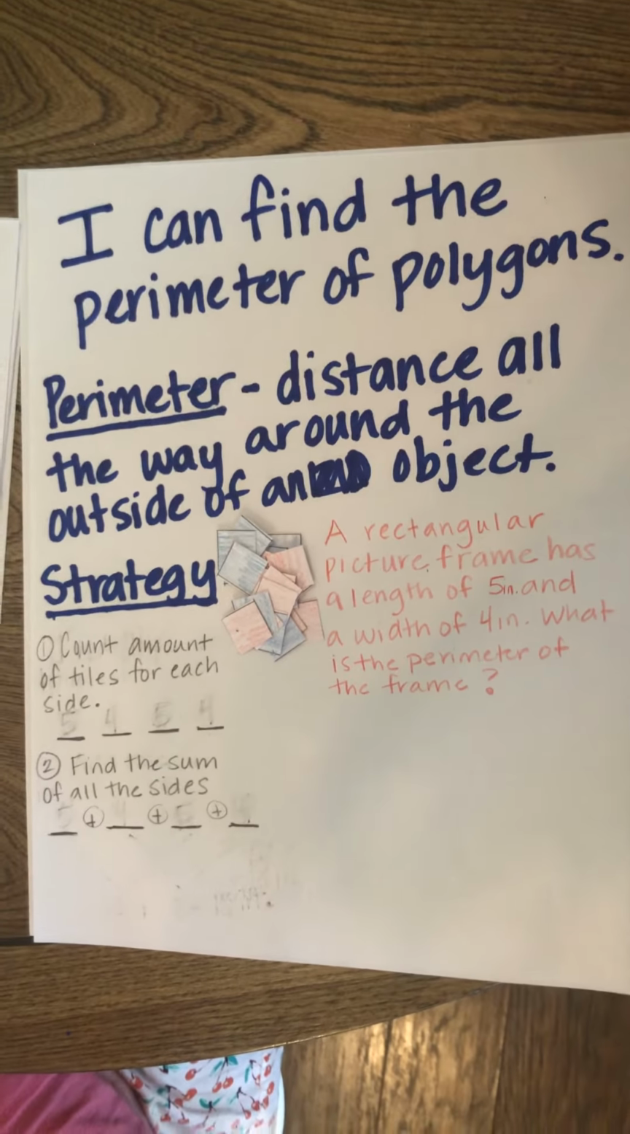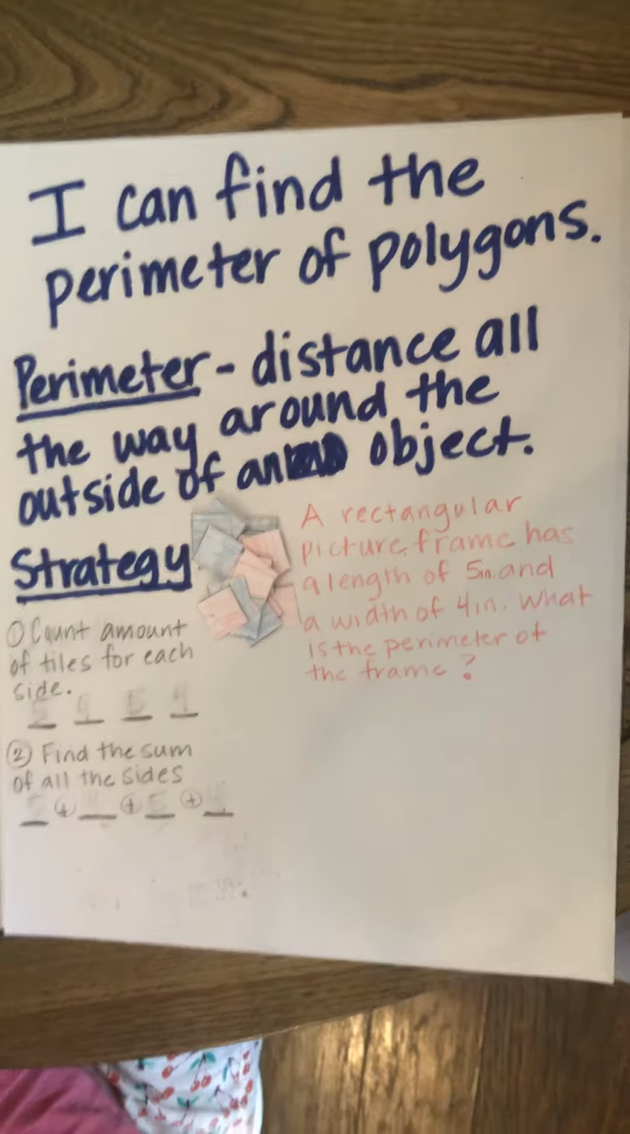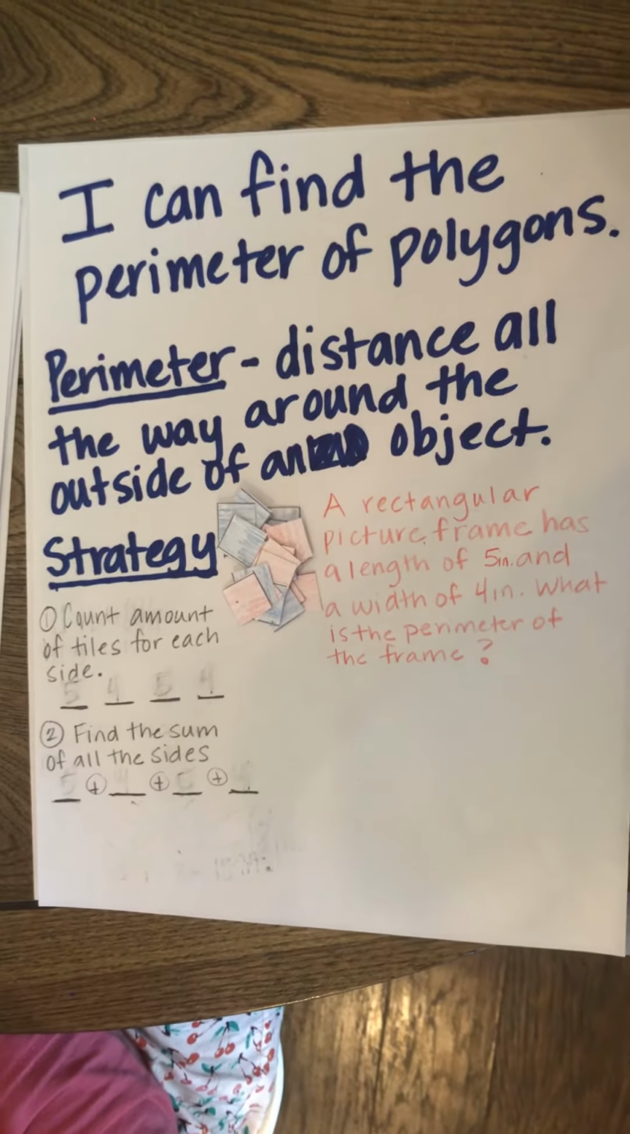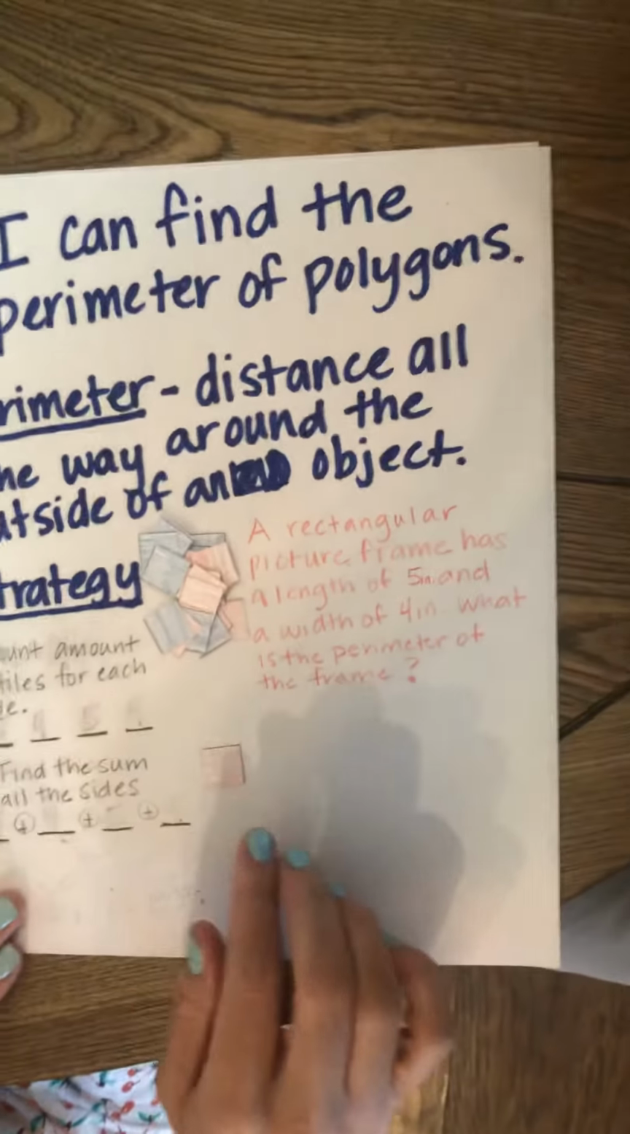Let's start with problem number 1. A rectangular picture frame has a length of 5 inches and a width of 4 inches. What is the perimeter of the frame? Ms. Brunin is going to use her homemade tiles to help model this.